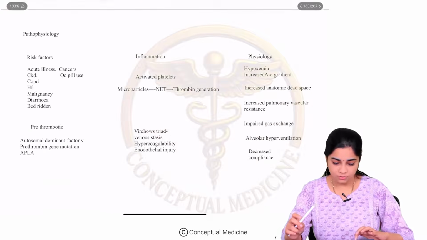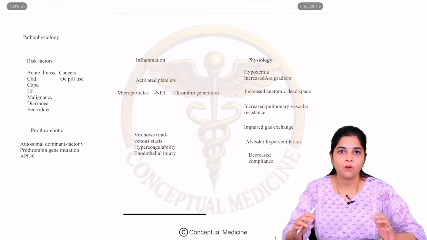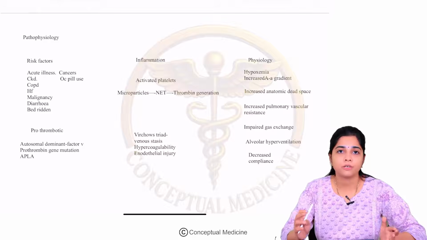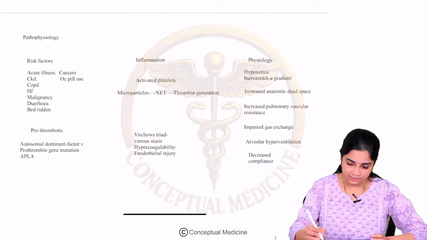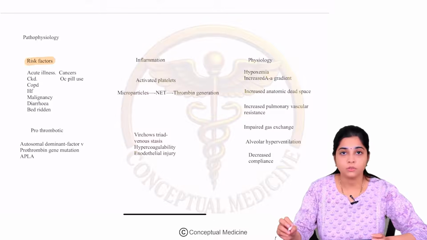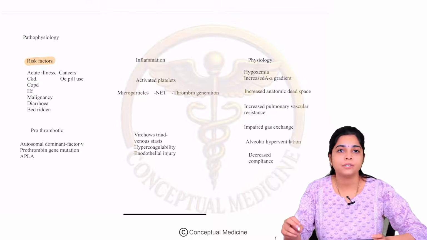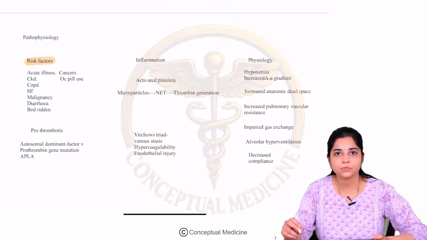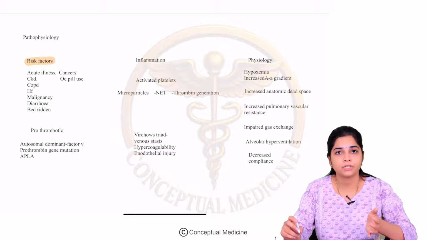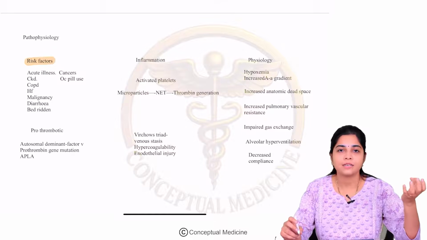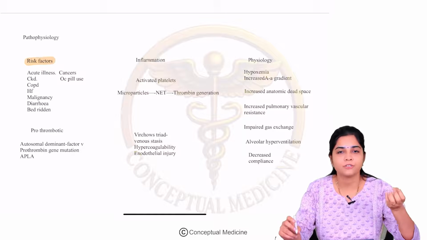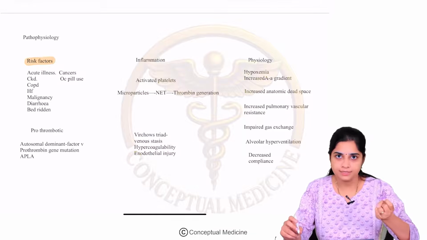Fine. So let us understand the pathophysiology. What is the reason behind which a clot is formed within the pulmonary vasculature? Let us understand the risk factors first. Many times any acute illness can result in a prothrombotic state, because of dehydration or prolonged bed rest, as a result of which there is a tendency of formation of clots within the deep venous system.